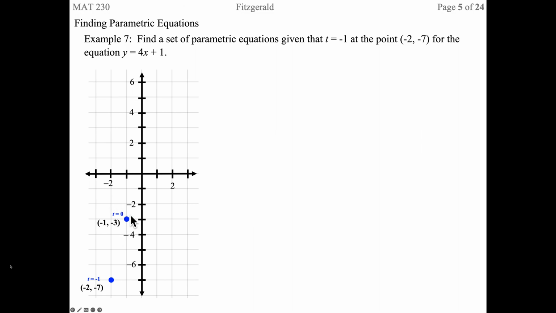This is at t equals 0. Do the slope again, up 4, right 1. That's when t is equal to 1. I'm at 0, 1. Use the slope again, up 4, right 1. This is when t is equal to 2. I'm at 1, 5. There's my line. That's the direction in which I'm traveling.